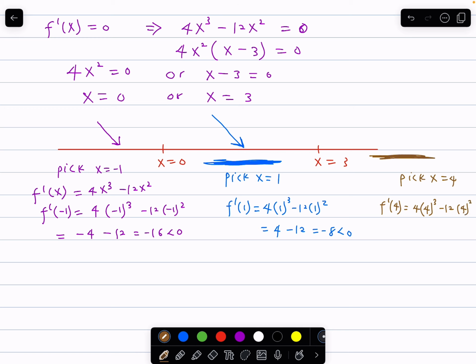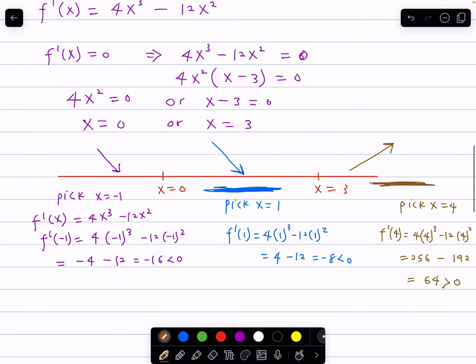So 4 cubed, that's 64, times 4, that's going to be 256. 256 minus 16 times 12. 16 times 12 is going to be 192. And 256 minus 192, that will be 64. 64 is greater than 0. So on this interval, the function is increasing.